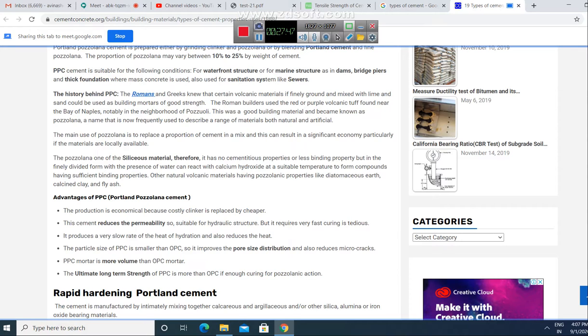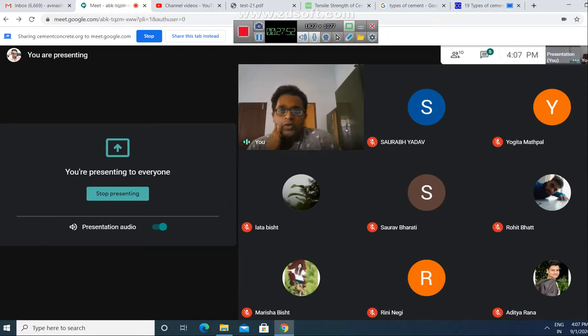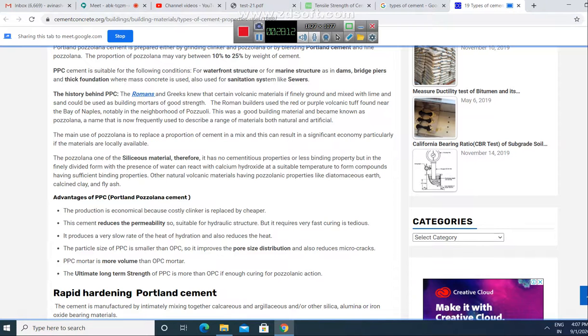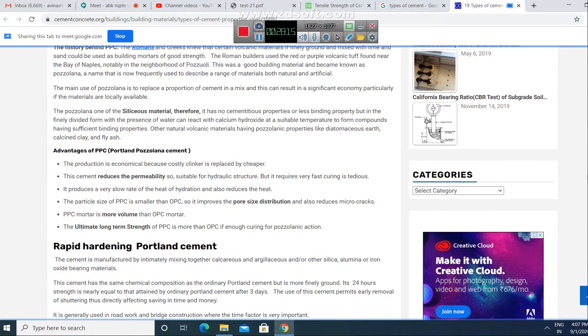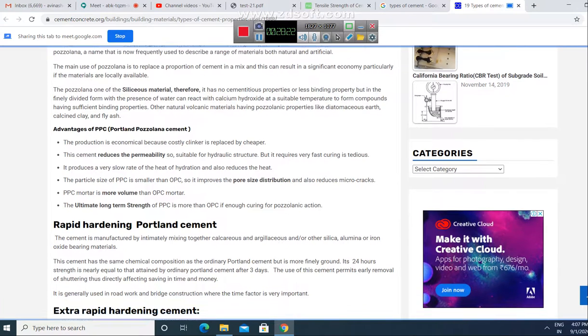Next one, it produces a very slow rate of heat of hydration. I already told you that hydration means reaction of cement with water. I told you that is an exothermic reaction. An exothermic reaction means there will be liberation of heat once cement is getting intimately mixed with water. Fine. So the heat of hydration can be reduced. Then the particle size of PPC is smaller than OPC. Then PPC mortar has more volume than OPC mortar.